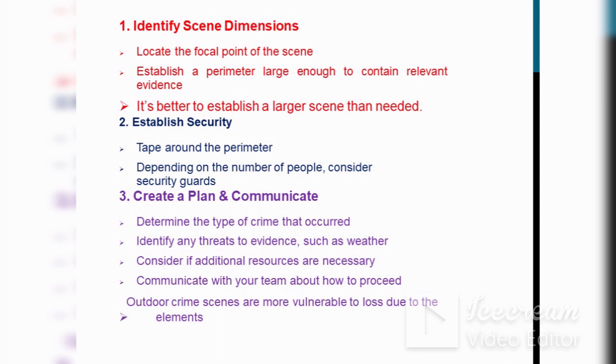Establish security. Tape around the perimeter depending on the number of people. Consider security guards. Create a plan and communicate. Determine the type of crime that occurred. Identify any threats to evidence, such as weather. Consider if additional resources are necessary. Suppose in a crime scene we need any other documents or resources, we also should collect them as evidence. Communicate with your team about how to proceed. Outdoor crime scenes are more vulnerable to loss due to the elements.